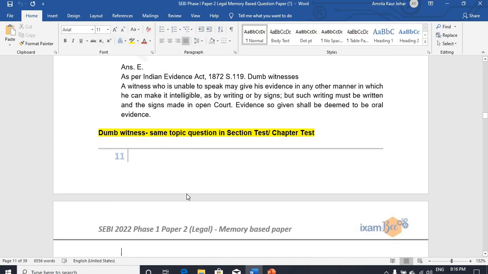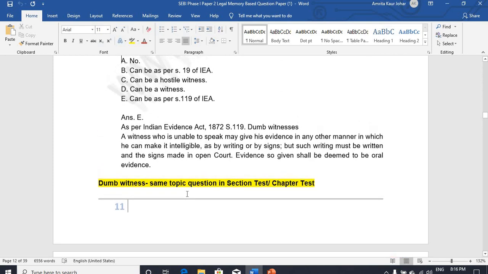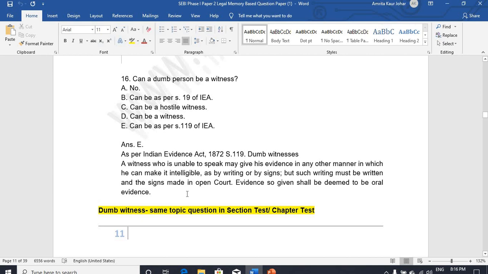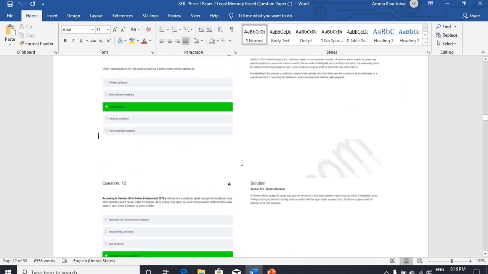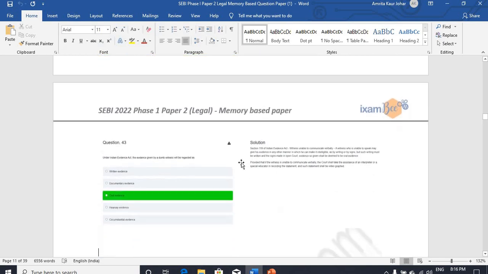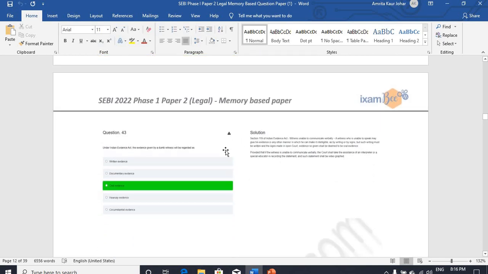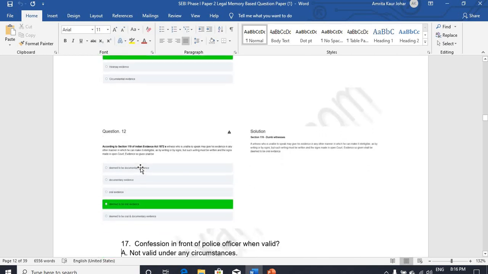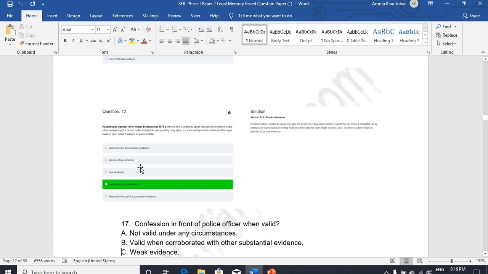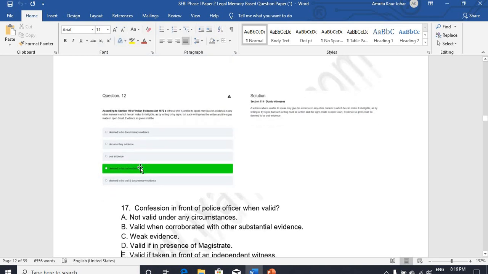Again, Indian Evidence Act, one more question we had on dumb witness. Can a dumb person be a witness? Yes, of course. Under section 119 of Indian Evidence Act, the concept of dumb witness has been covered, and same topic was again provided by ixamBee in their section test also. You can visit our chapter test also. You can see similar question was there on section 119 of the Indian Evidence Act, and 119 of Indian Evidence Act relates to oral evidence of dumb witness.